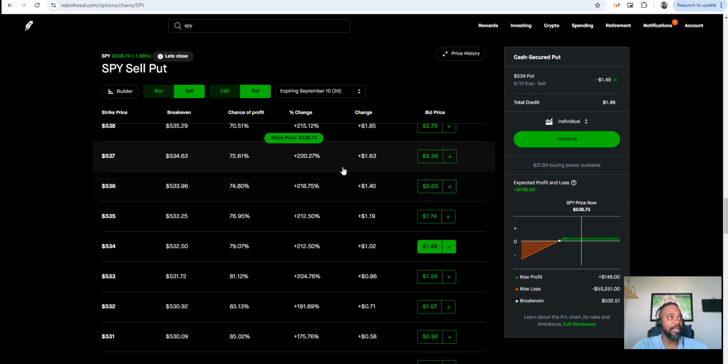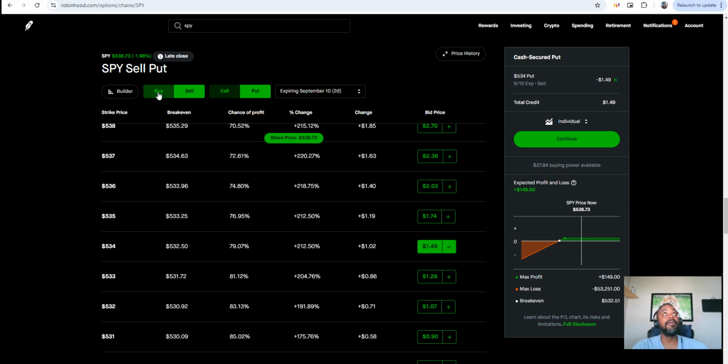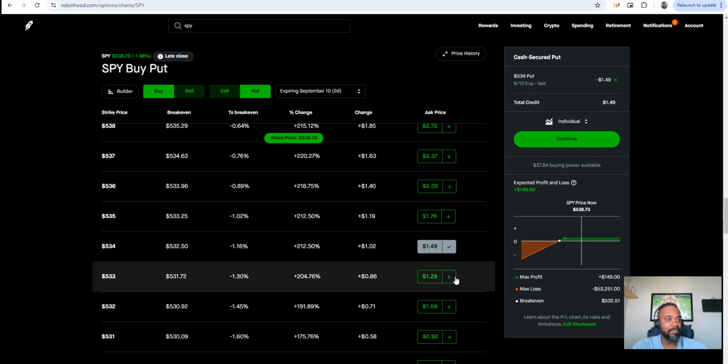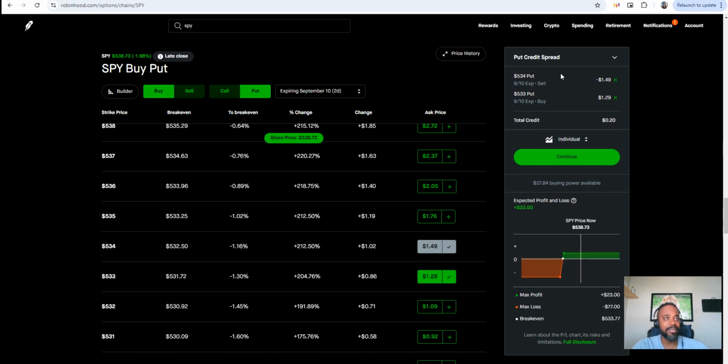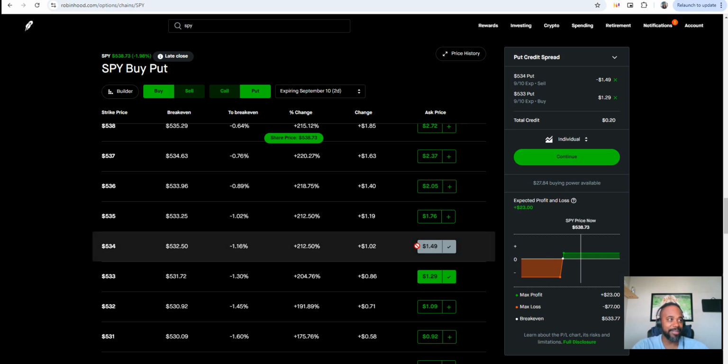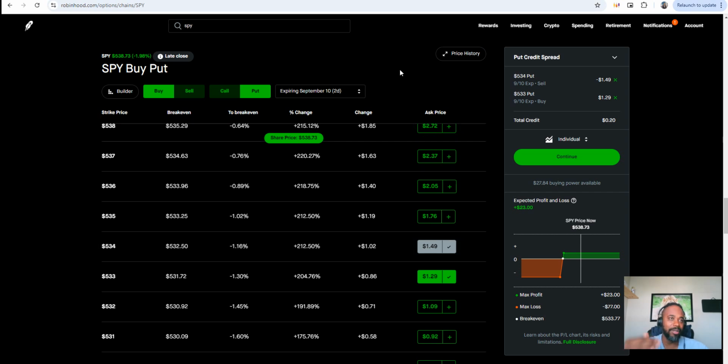Now, let's talk about the put credit spread. So now I'm changing the chain to a buy. I'm going to keep this sell here, and I'm going to do a buy right here. And notice there's a put credit spread. When you're doing a put credit spread, you're essentially saying, I don't think this stock is going to be below 534. I think it's going to go up, meaning I'm bullish. I think it's going to go up.